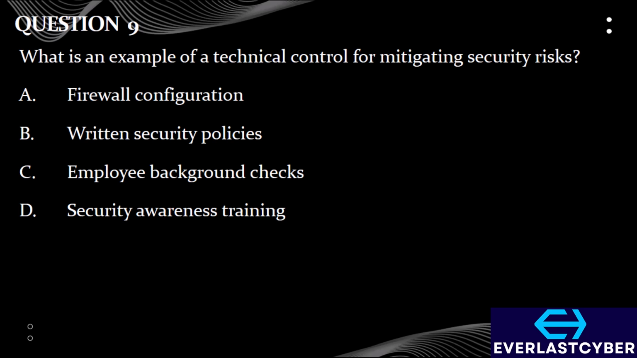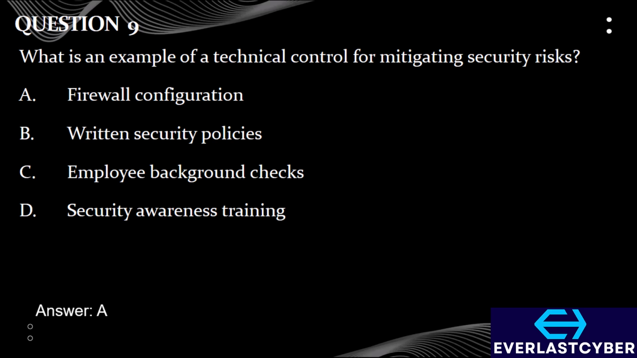Question 9. What is an example of a technical control for mitigating security risks? A. Firewall configuration. B. Written security policies. C. Employee background checks. D. Security awareness training. Technical controls are the use of technology to enforce security policies and protect systems and data. In this case, a technical control for mitigating security risk will be option A, firewall configuration.